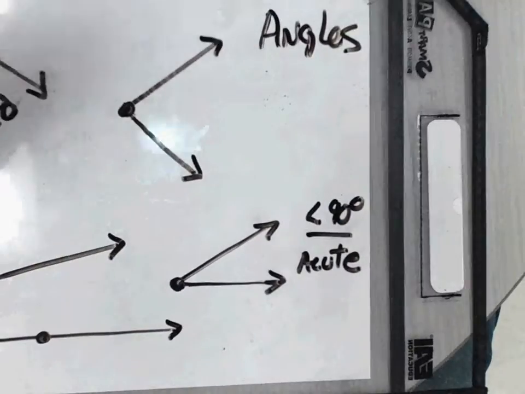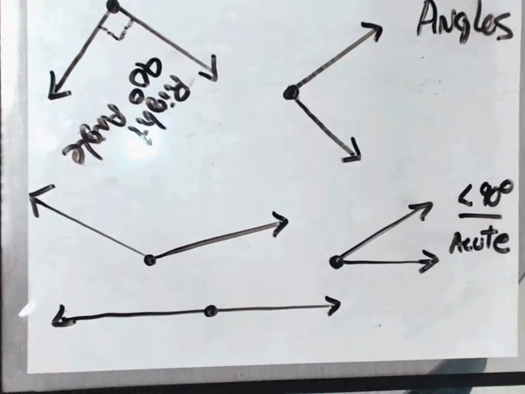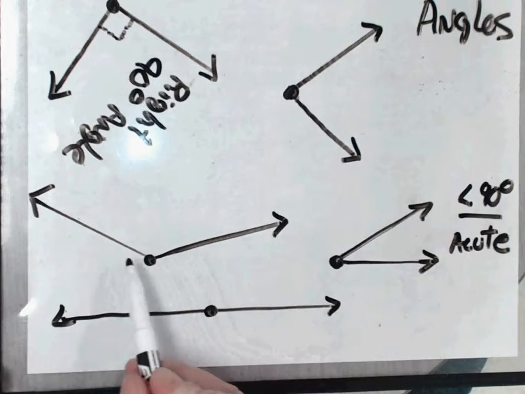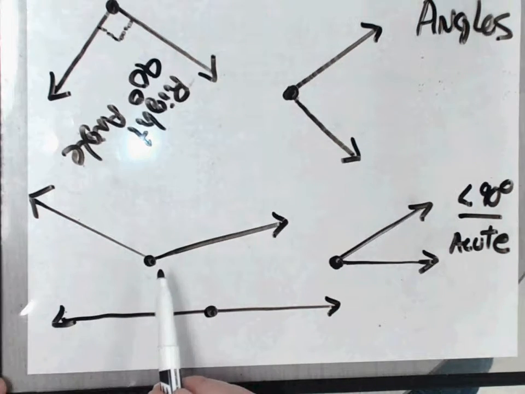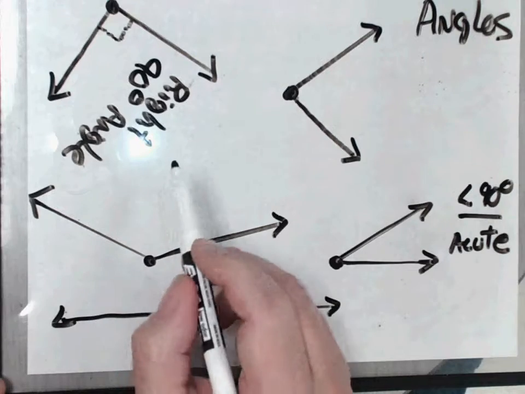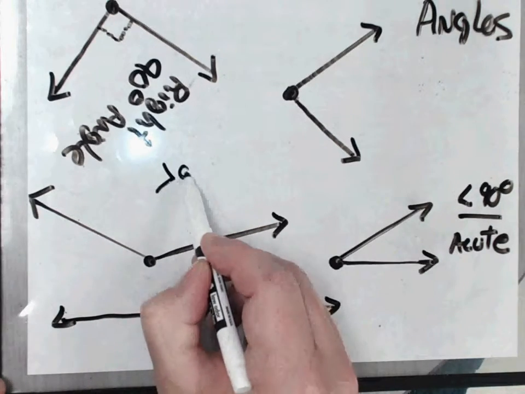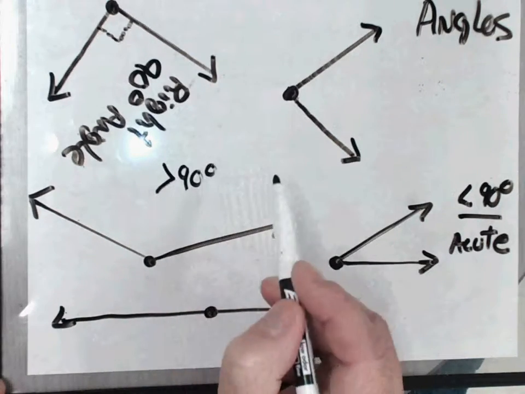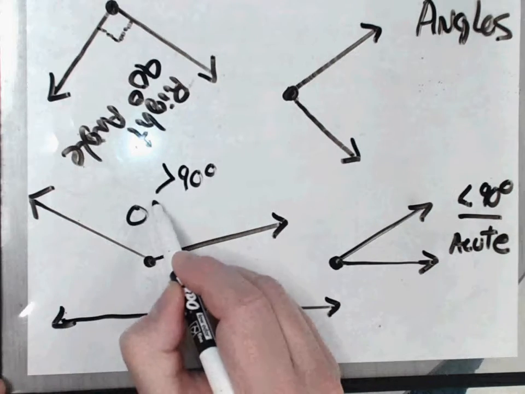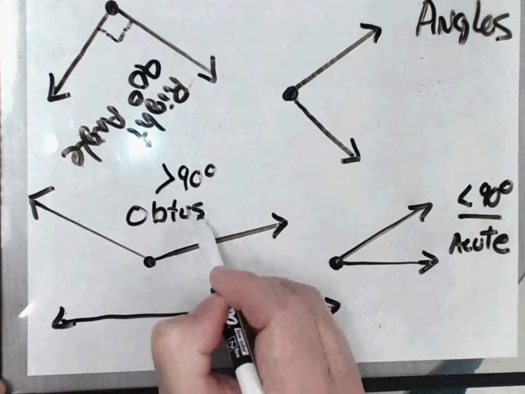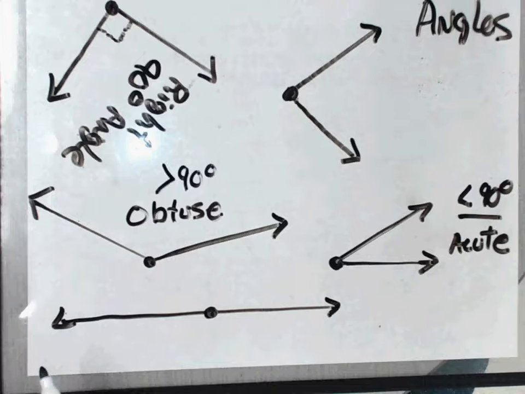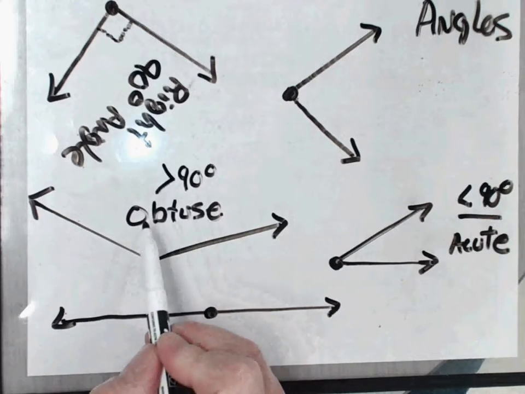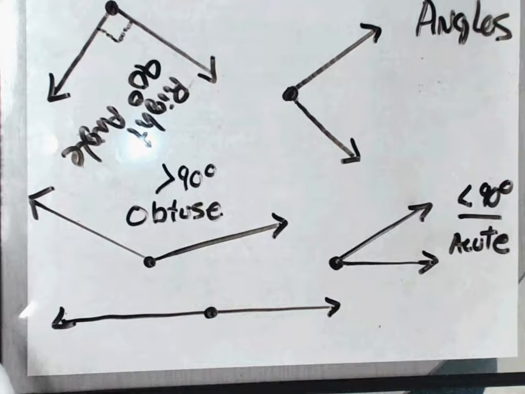Okay, now we look at this angle over here, and it's pretty obvious that it is bigger than 90 degrees. So if it is greater than 90 degrees, that is called an obtuse angle. Obtuse angle. So greater than 90 degrees, it's an obtuse angle.